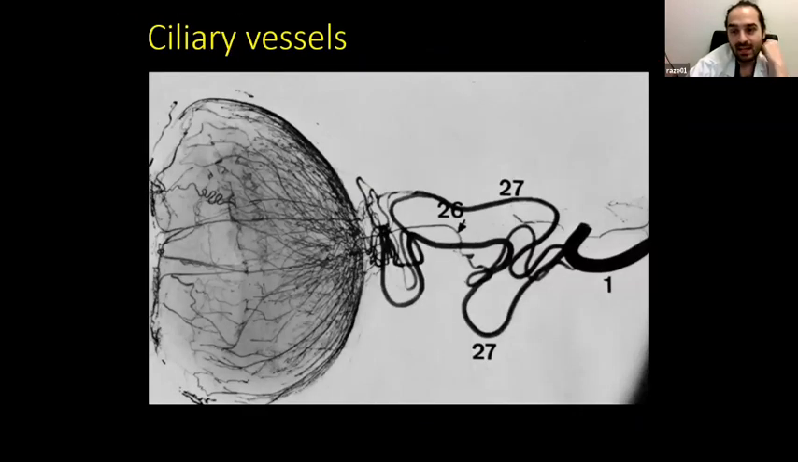Another application that I wanted to talk about, I'll skip to this, is the application in the anatomy of the globe. This is a cadaveric specimen from Dr.